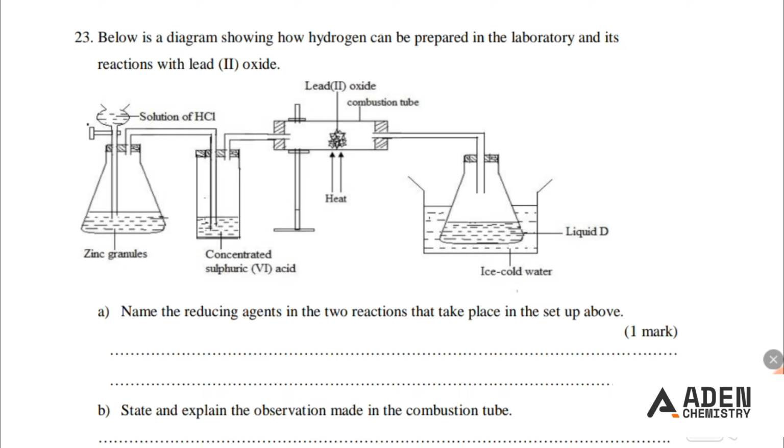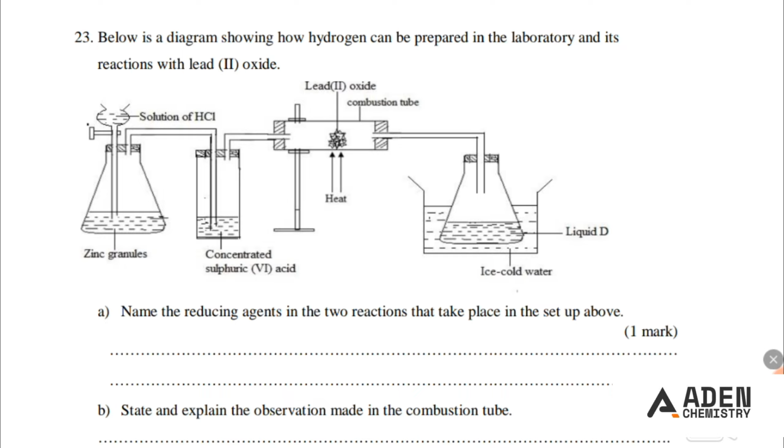So first of all, one reaction is here, that's the reaction between zinc and hydrochloric acid. So here, zinc is a reducing agent. That's what you are supposed to know. Then the second reaction is here. First of all, the reaction between zinc and hydrochloric acid produces hydrogen gas, and that hydrogen gas will react with lead 2 oxide. So in that reaction, hydrogen is a reducing agent because it reduces lead 2 oxide to lead metal, and here liquid D will be water because hydrogen is oxidized to water.